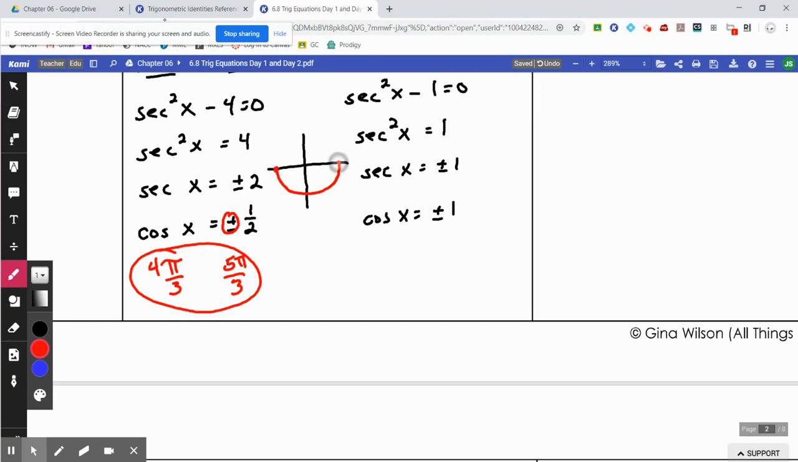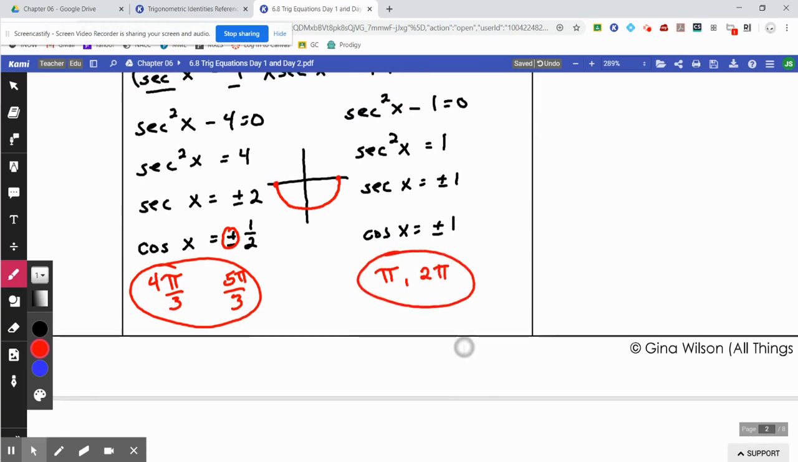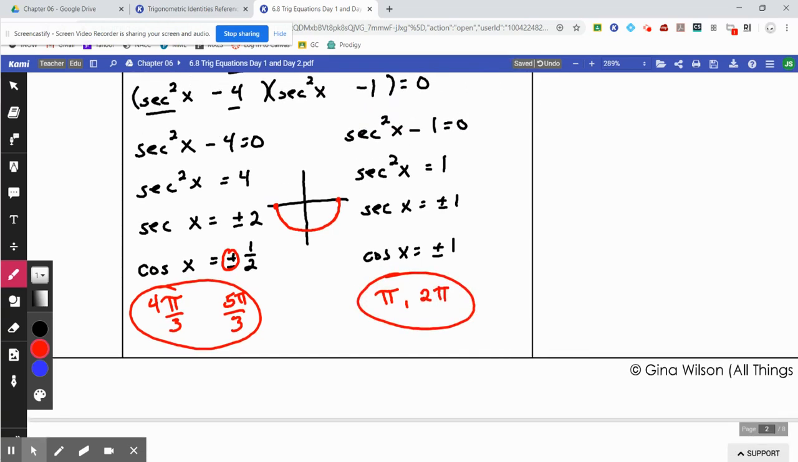Well, that'd be on my unit circle right here and right here. This is the point negative 1, 0. This is the point positive 1, 0. So my other two answers would be 180 degrees here, or pi radians. And then 2 pi radians over here would be my last answer. So there's all 4 of the answers to that equation.